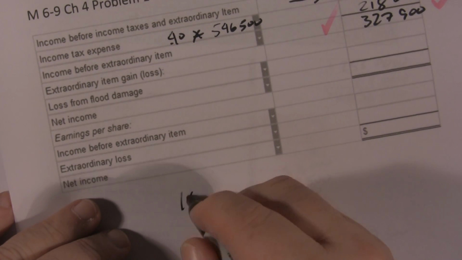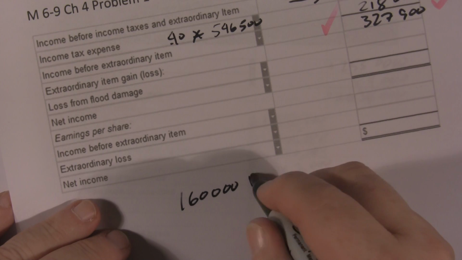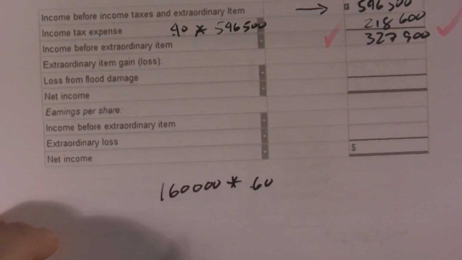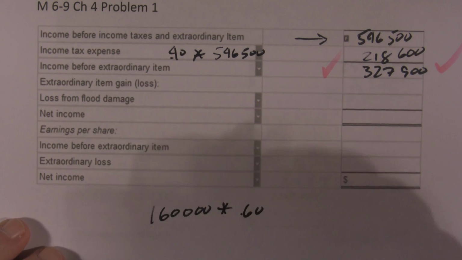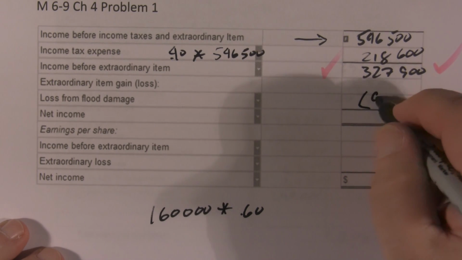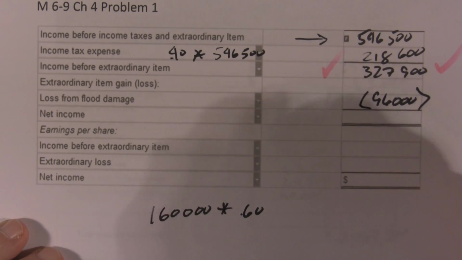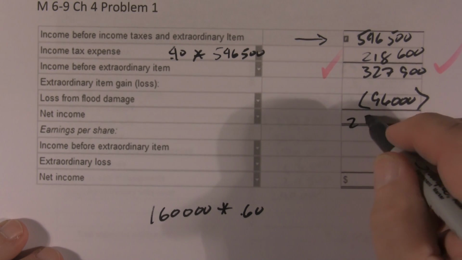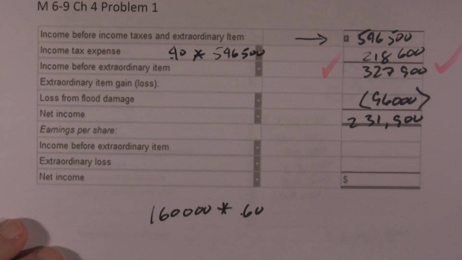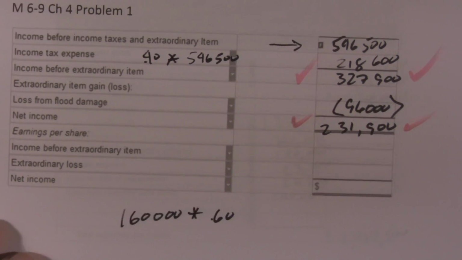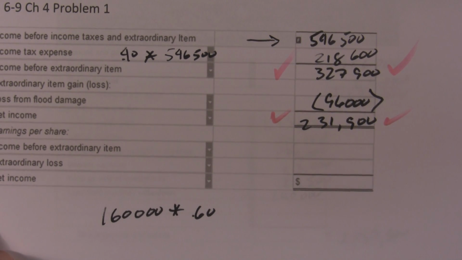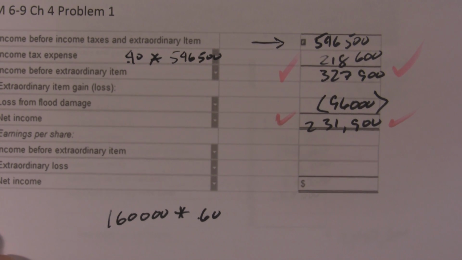160,000. Now I would just take 60% of that, but you could take 40% and subtract it if you like. The after-tax loss on that is $96,000. And our net income is $231,900. And again, I'm going to call your attention to that, because we're going to need those two numbers to come up with our earnings per share.